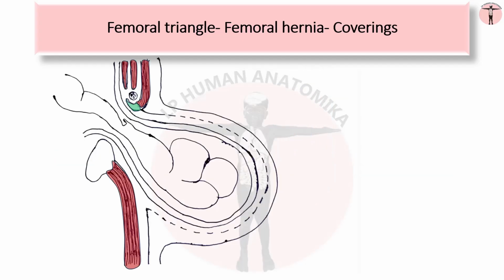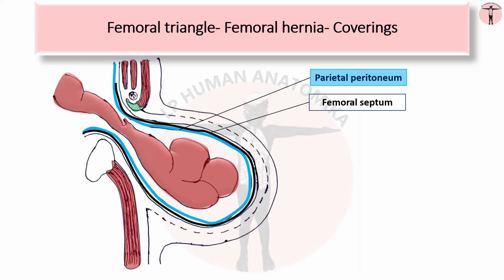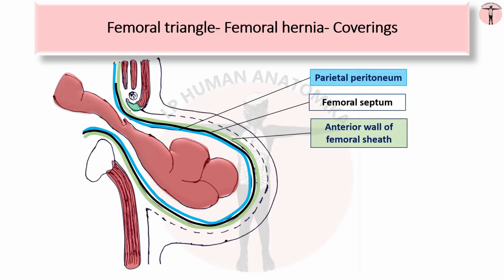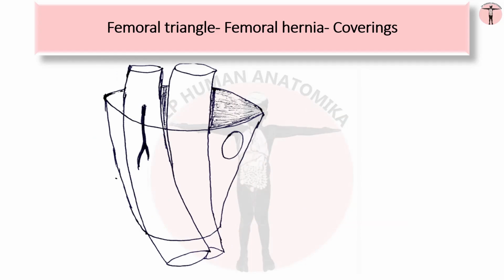Coverings of complete femoral hernia. As the hernia passes through the femoral ring, femoral canal and saphenous opening, it takes along with it the following layers from within outwards: peritoneum of the hernial sac, femoral septum, anterior wall of femoral sheath, cribriform fascia, superficial fascia, and skin. In some cases, since the femoral ring is narrow, there are chances for hernias to be strangulated.